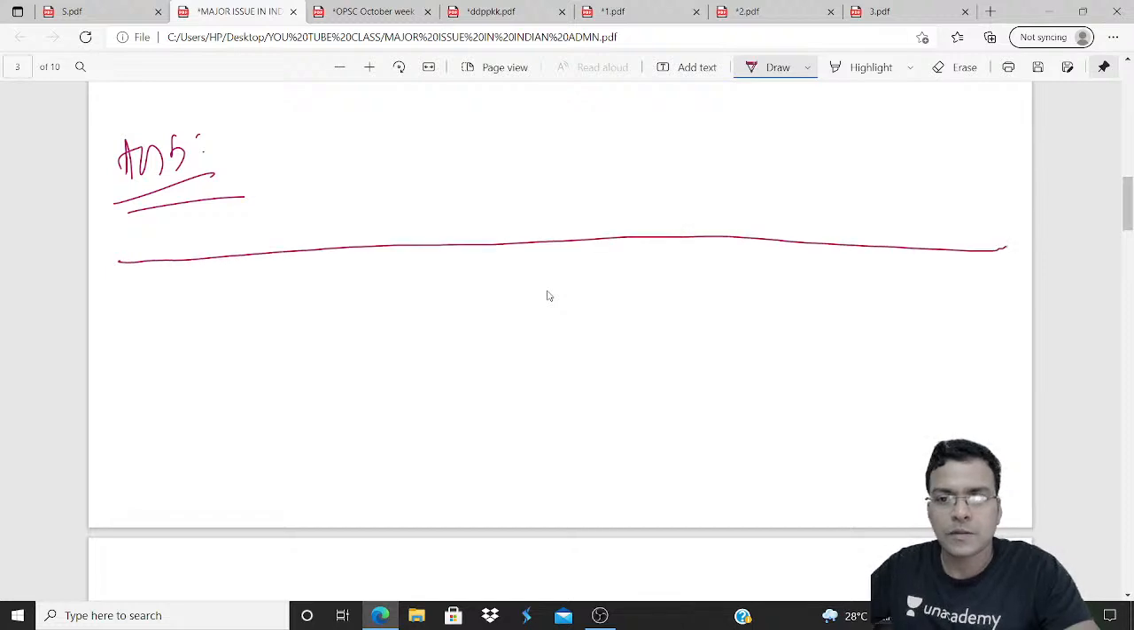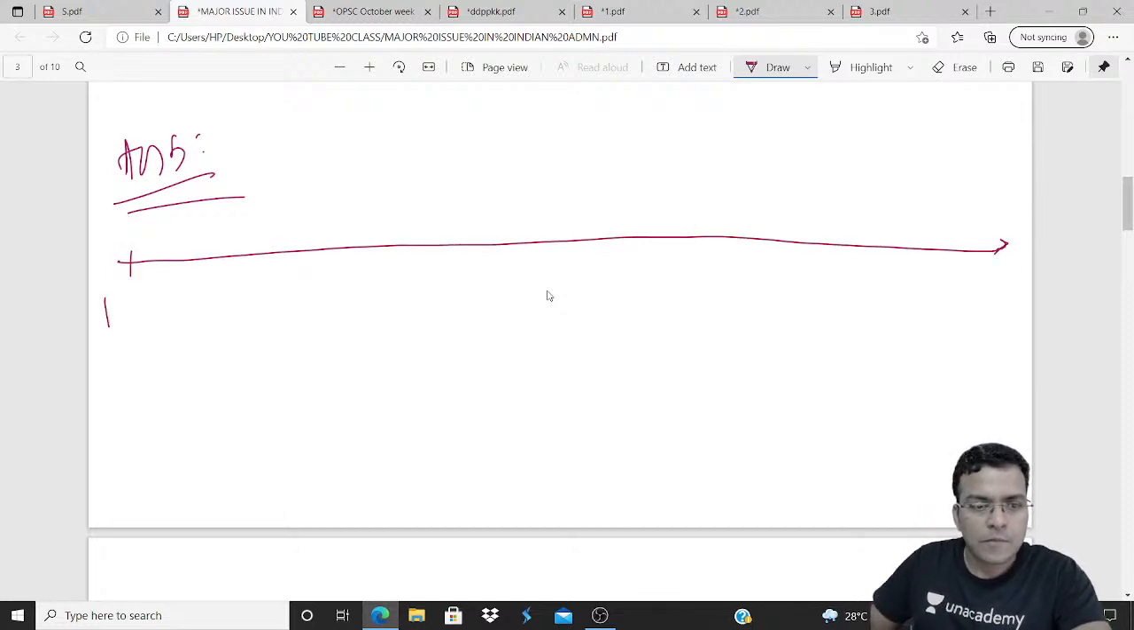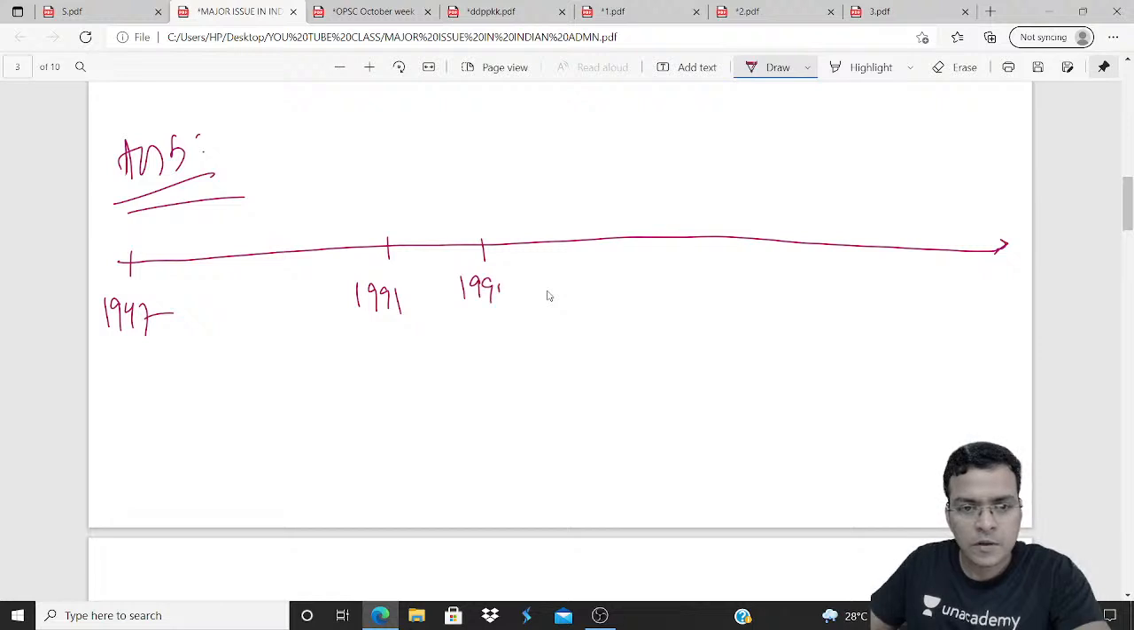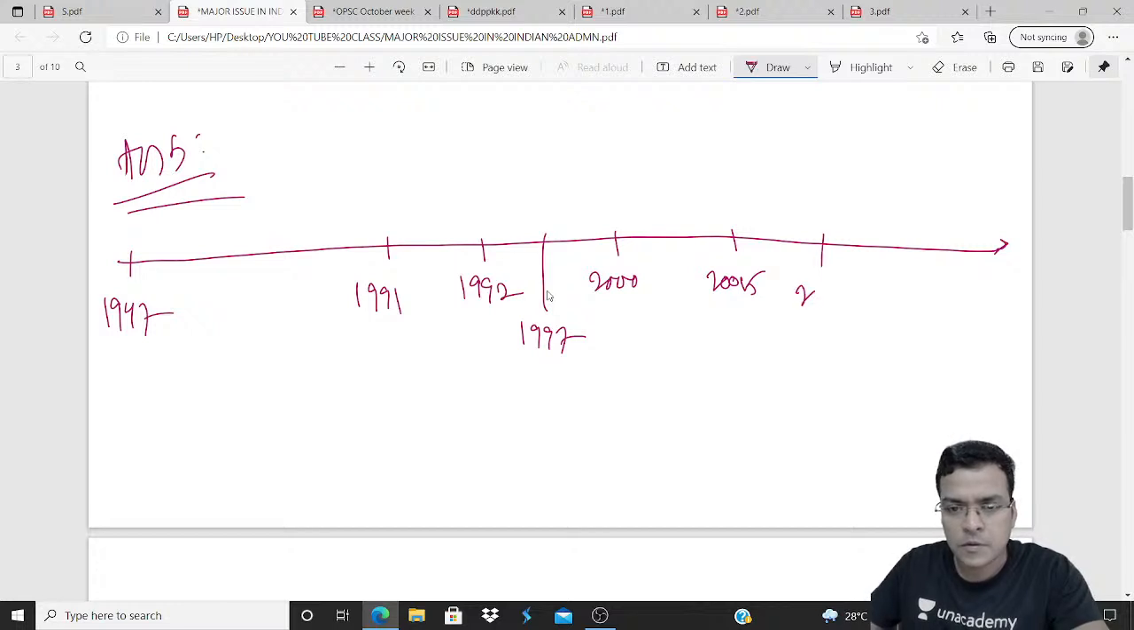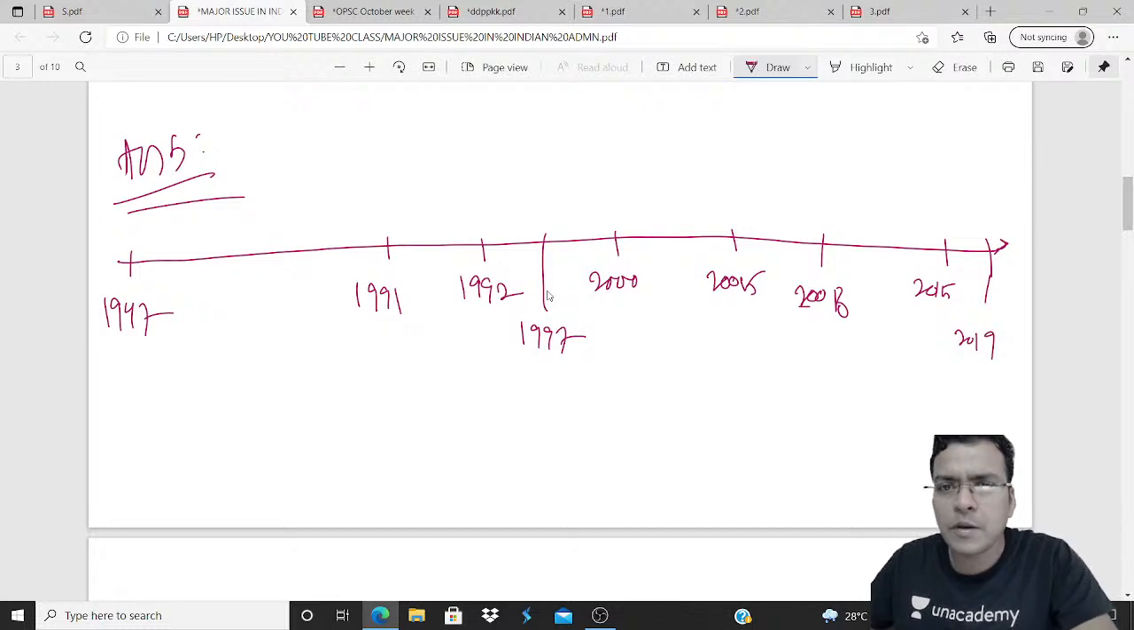So this is the growth and development, if you want: 1947, 1991, 1992, 2000, 1997, 2005, 2008, 2015, 2019. These are some major developments.